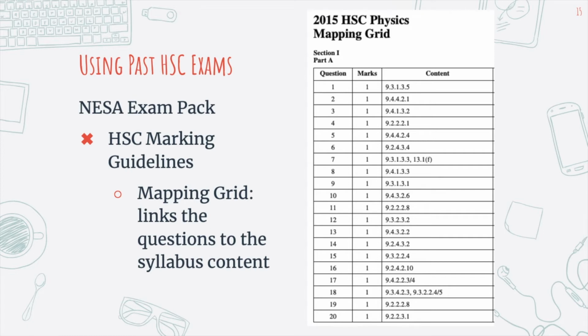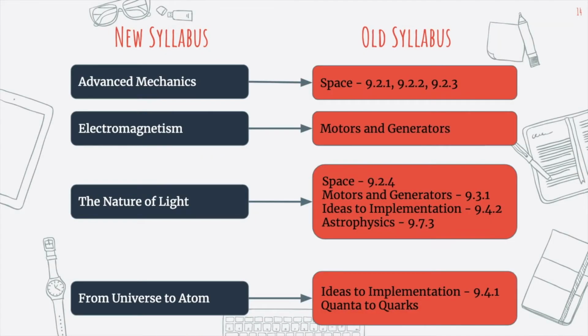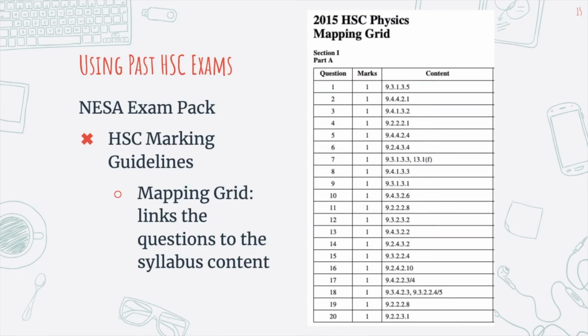Now if you go to the previous part of this presentation, we can see that 9.3.1 in the motors and generators syllabus now links up with Module 7, the nature of light. So I would highlight question 1 from the 2015 HSC physics exam and say that this is a question that I can practice to develop my understanding of the nature of light.